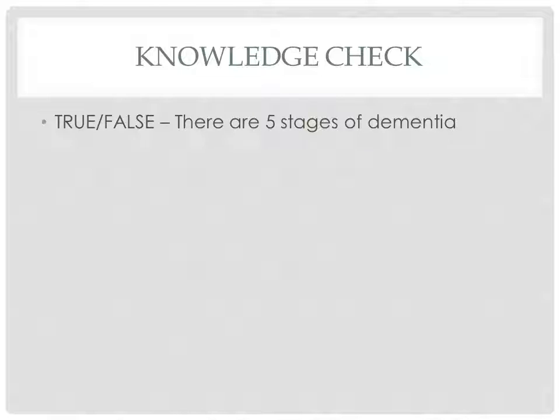Continuing with another knowledge check. True or false? There are 5 stages of dementia. If you guessed false, you are correct. There are 7 stages of dementia.